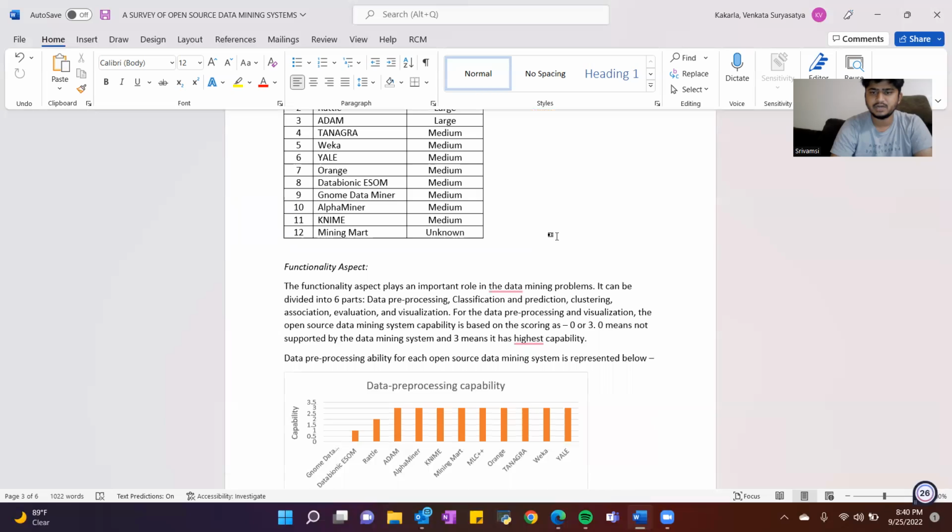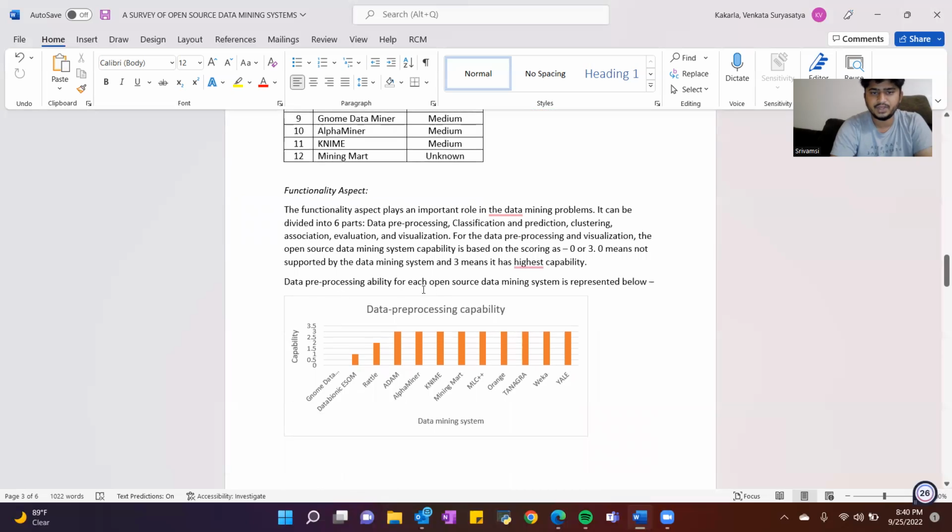For data pre-processing and visualization, the open source data mining system capability is based on scoring, 0 to 3. 0 means not supported by the data mining system, and 3 means it has the highest capability. The data pre-processing ability for each open source data mining system is represented below. Here we can see for one system we have one, for Rattle we have two. These are all the ratings which were defined.